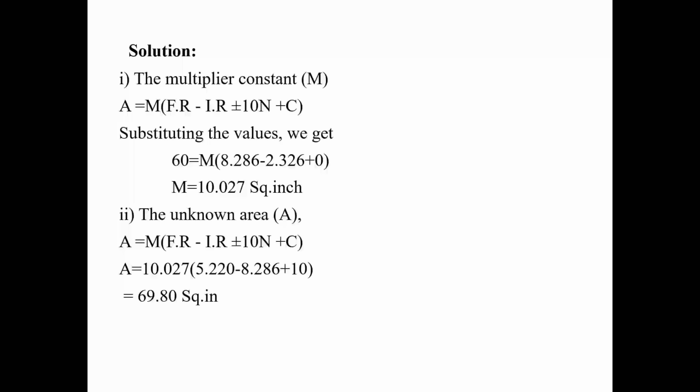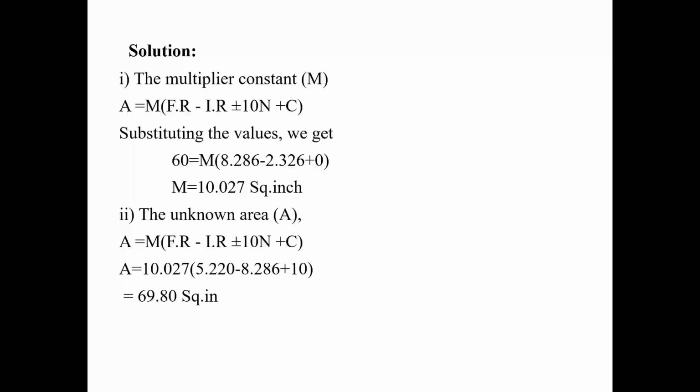For the first part, the formula is A equals m into FR minus IR plus or minus 10n plus C. Here C does not exist and n is 0. Substituting the values, the area is given as 60, m is unknown, which we want to find. The final reading and initial reading are given, and n equals 0 for the first case. So m equals 10.027 square inches.